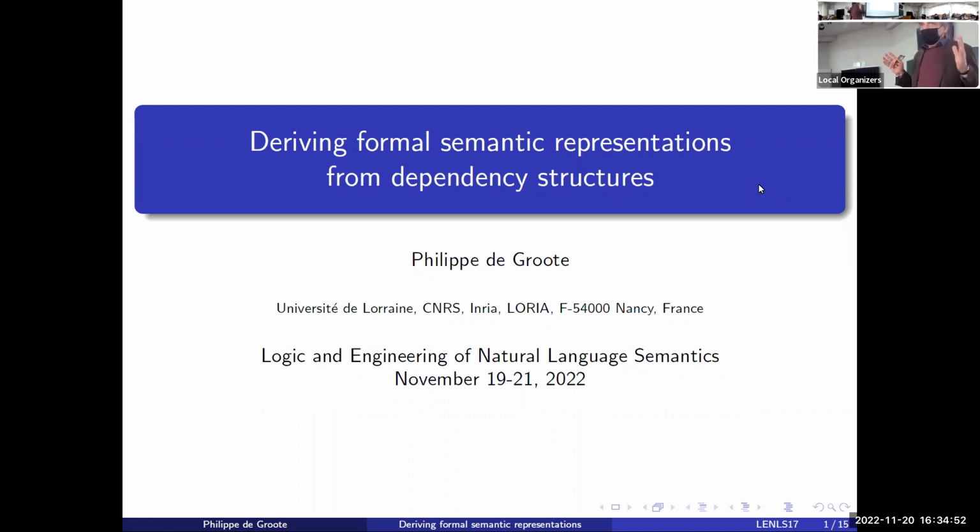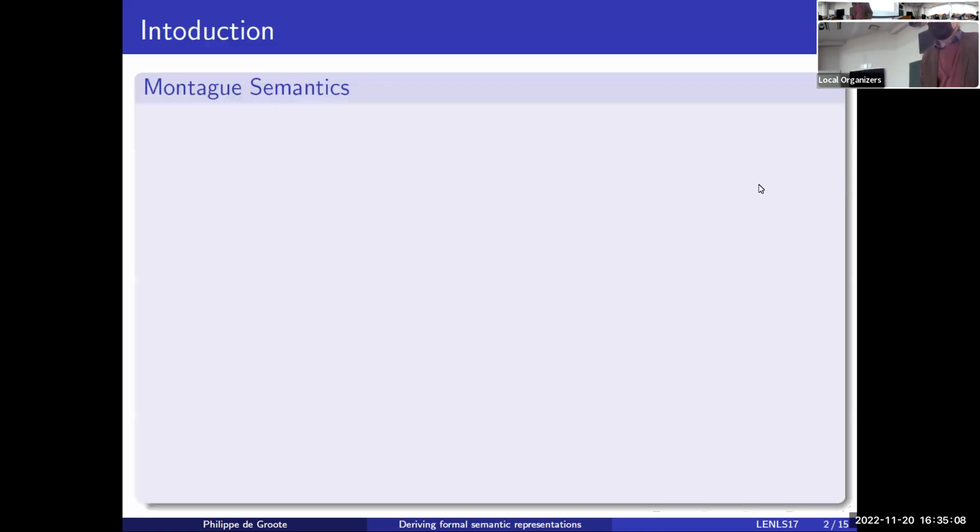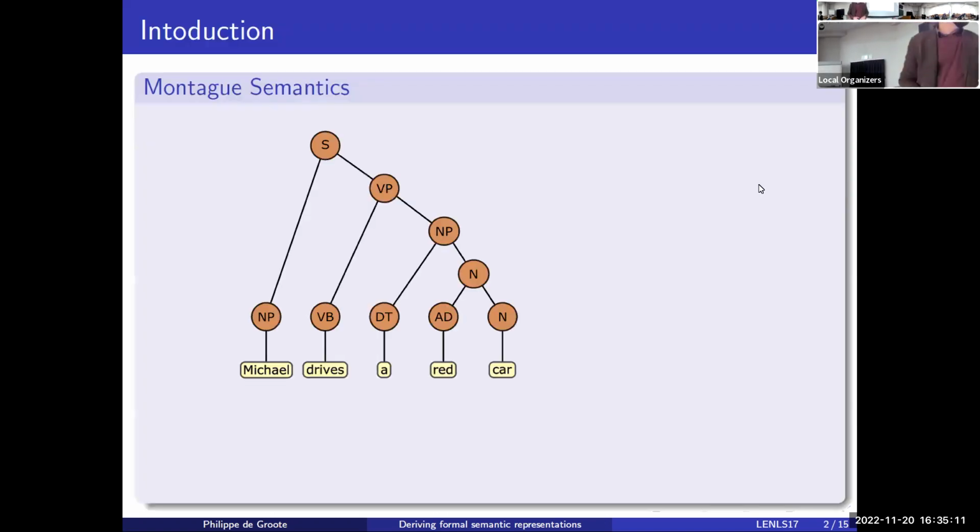So the goal of this talk is to pave the way for a sort of Montagovian interpretation of dependencies. As an introduction, I would like to start with an example of Montague semantics. I do not know whether you can read it, but this is the syntactic tree of the sentence "Michael drives a red car." That's going to be my running example.